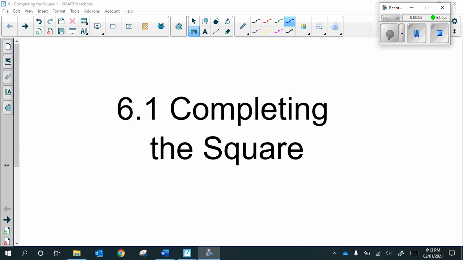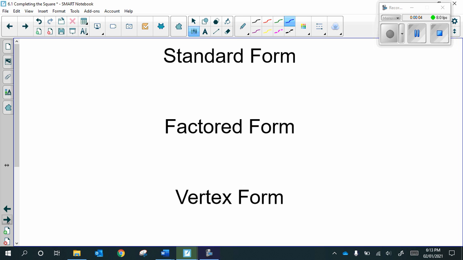Okay, here's our lesson on completing the square. So when we're looking at quadratic relations, we have three forms. So we have standard form, factored form, and vertex form. We've looked at all three of these already.